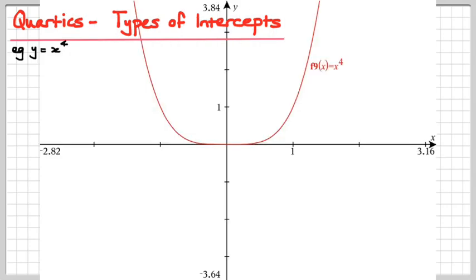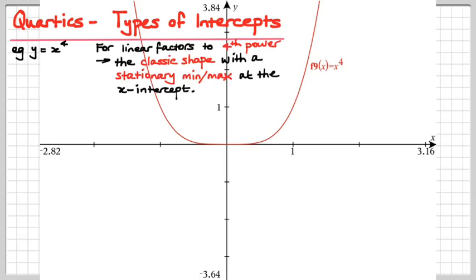So quartics, types of intercepts. Here's the straight one, okay? That's a classic U-shaped quartic, a perfect linear factor raised to the power 4. x at the origin, x minus 0 if you like, in brackets, raised to the power 4. Okay, that's the classic shape, the perfect fourth. Now, what have I said there? For linear factors to the 4th power, the classic shape with the stationary max or min at the x-intercept, yeah?